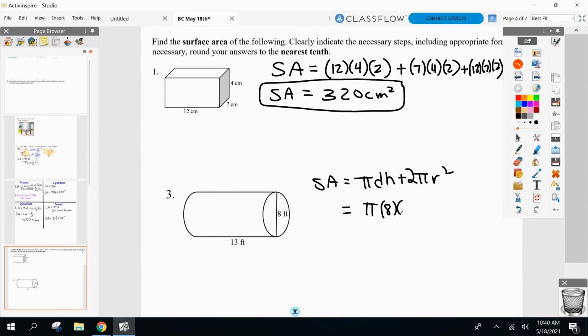5? Oh, wait, I'm looking at a different one. Get your act together. What's the height? 13. 13, darn right. Plus 2 pi. How about a radius? 4. There you go. Way to regroup.